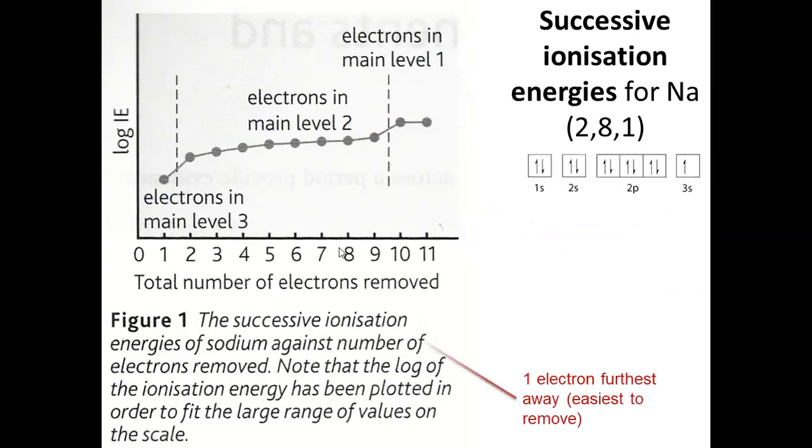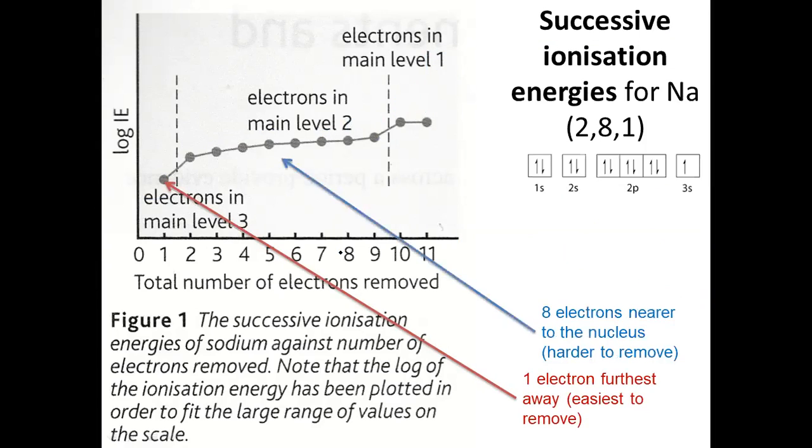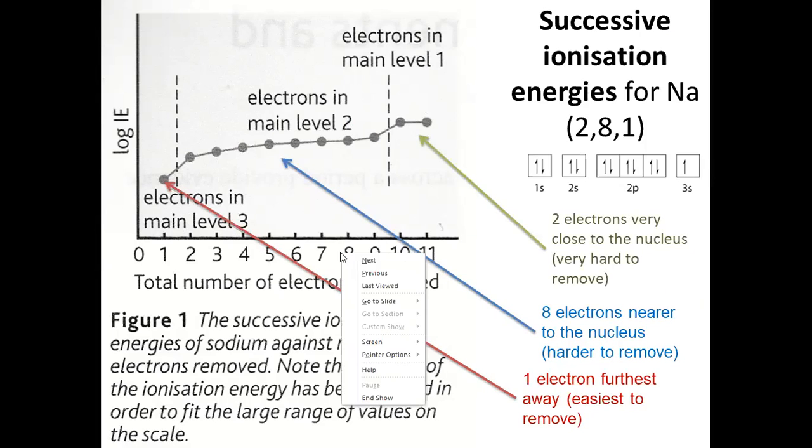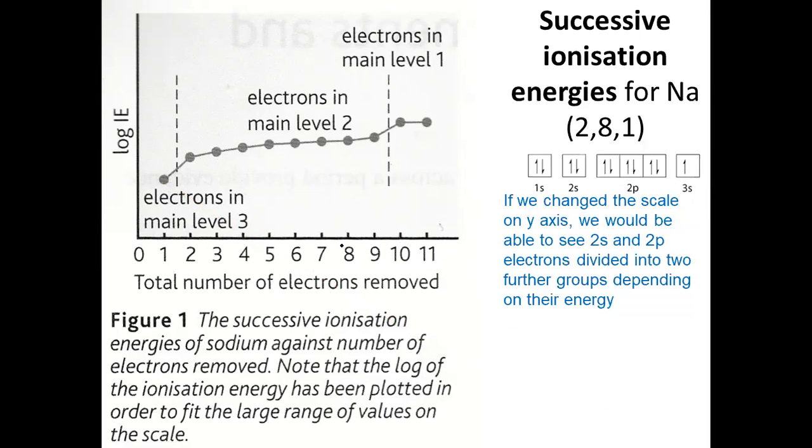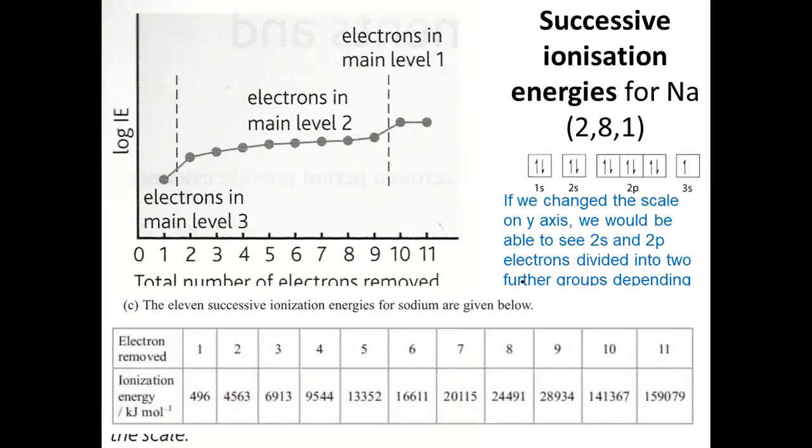right? So you can see the first electron is furthest away, it's easiest to remove, and then 8 electrons nearer to the nucleus, and 2 electrons very close to the nucleus that are hardest to remove, right? So if we change the scale on the y-axis, we'd be able to see also here the split into the 2s and 2p, but we're not doing that. So there could be further information to show the 2s and 2p.